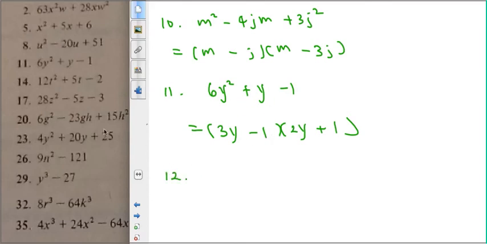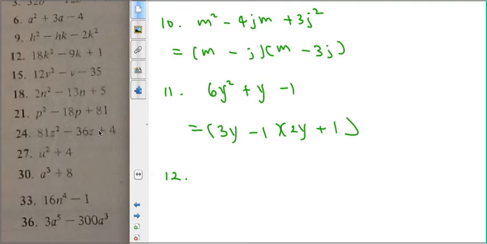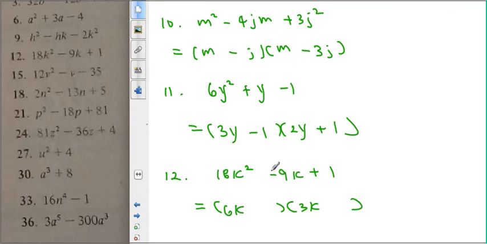Number 12. Here we have 18k squared minus 9k plus 1. So which two numbers multiply to 18? And one is obvious, it's 1 and 1, but they have to add up to negative 9. In this case, we could have 6k and then 3k. But the fact that it's negative means both of them have to be negative 1 to make that into 6k and then negative 3k, which ends up being negative 9k when you combine them together. So that becomes our answer.